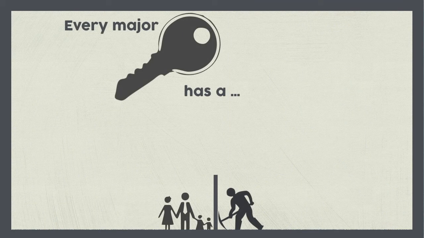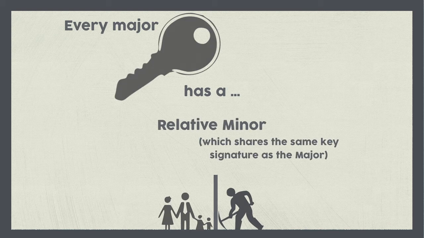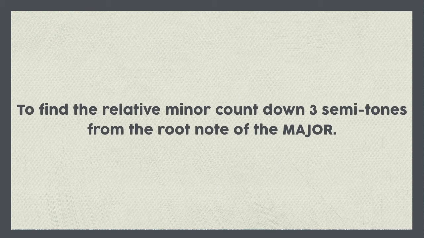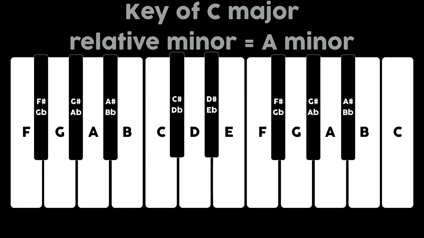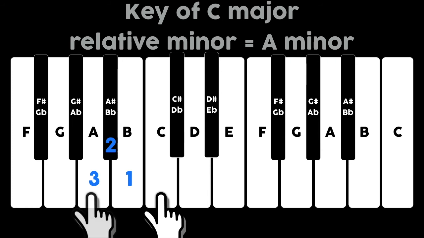Every major key has a relative minor, which shares the same key signature as that major key. Find the relative minor by counting down three semitones from the major key. So we're going from C to find the relative minor. So we're going to go 1, 2, 3, down to A minor. We found the relative minor of C by counting down three semitones.